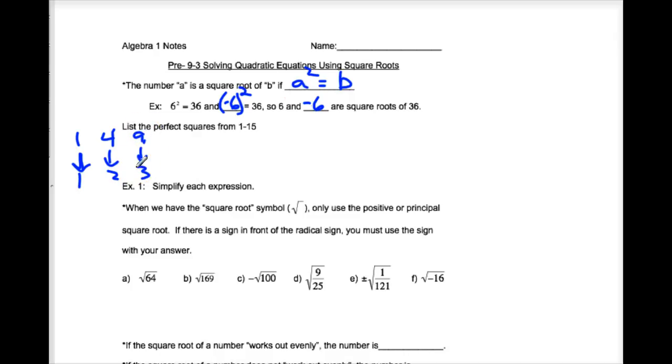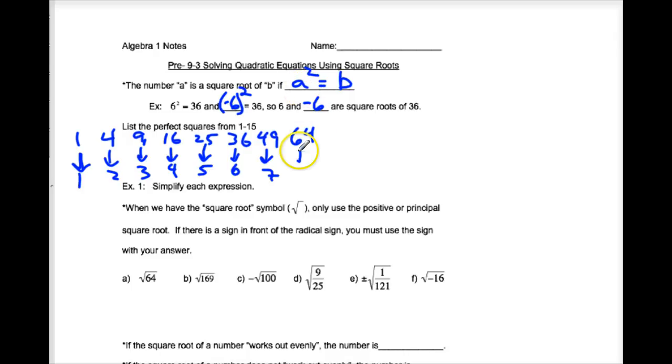Now, if you were confused about this, the smart kid writes 1 through 15 across the bottom and then just squares each number. I'm going to do it because I know the perfect squares. That's 16, square root 4. 25, square root is 5. 36, 6. 49, 7.